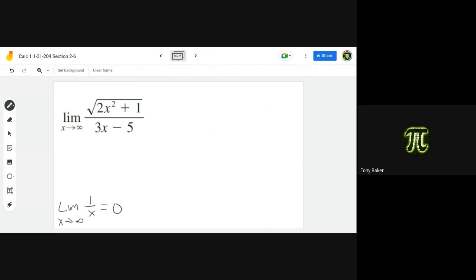I haven't done anything yet. I wrote the bottom piece. That's it. What am I going to divide by? What do you want to try? All right, let's try x. So I'm going to divide the top by x and the bottom by x, right? All right. So I have the square root of 2x squared plus 1 over x over 3x minus 5 over x.